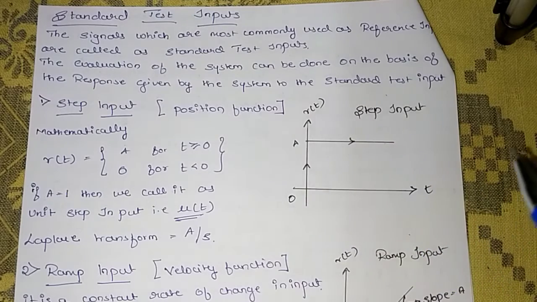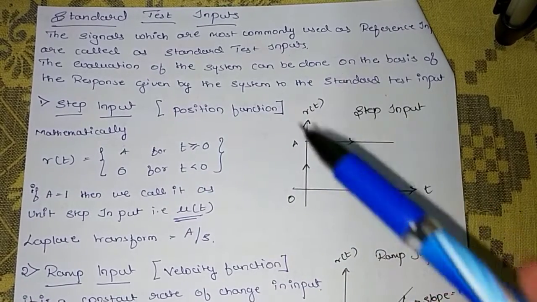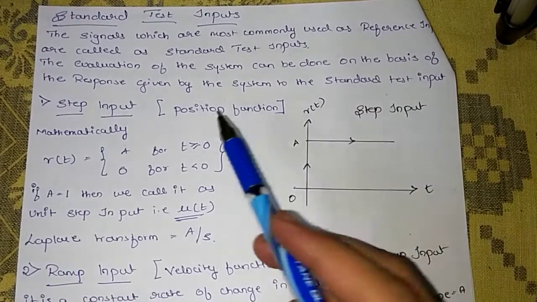Standard is nothing but a set of rules or set of indications for a system to be stable or unstable, whatever it may be. We call it standard test inputs. Okay, now one by one we will see the different types of standard test inputs.